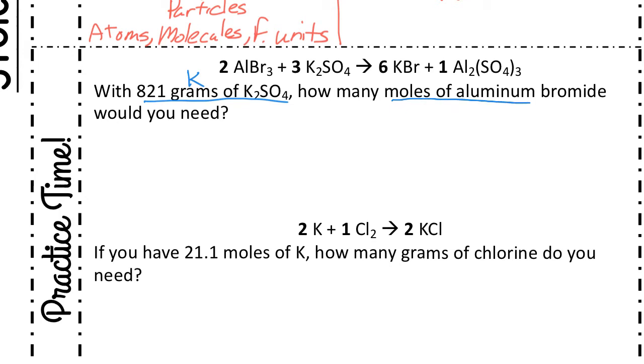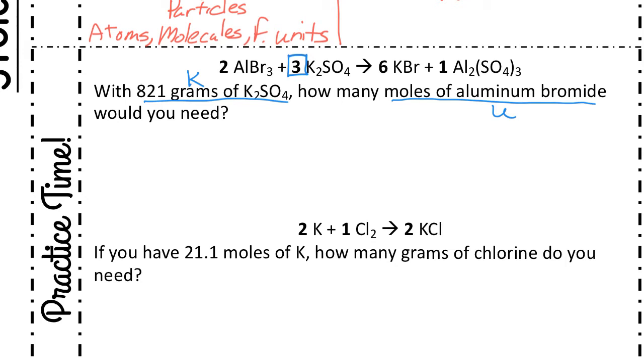Here's an unknown. How many moles of aluminum bromide? The next thing is I'm going to identify where these are in my chemical equation. Well, the K2SO4 is easy because it gives us that. So I'm going to put a box around the coefficient for this formula.